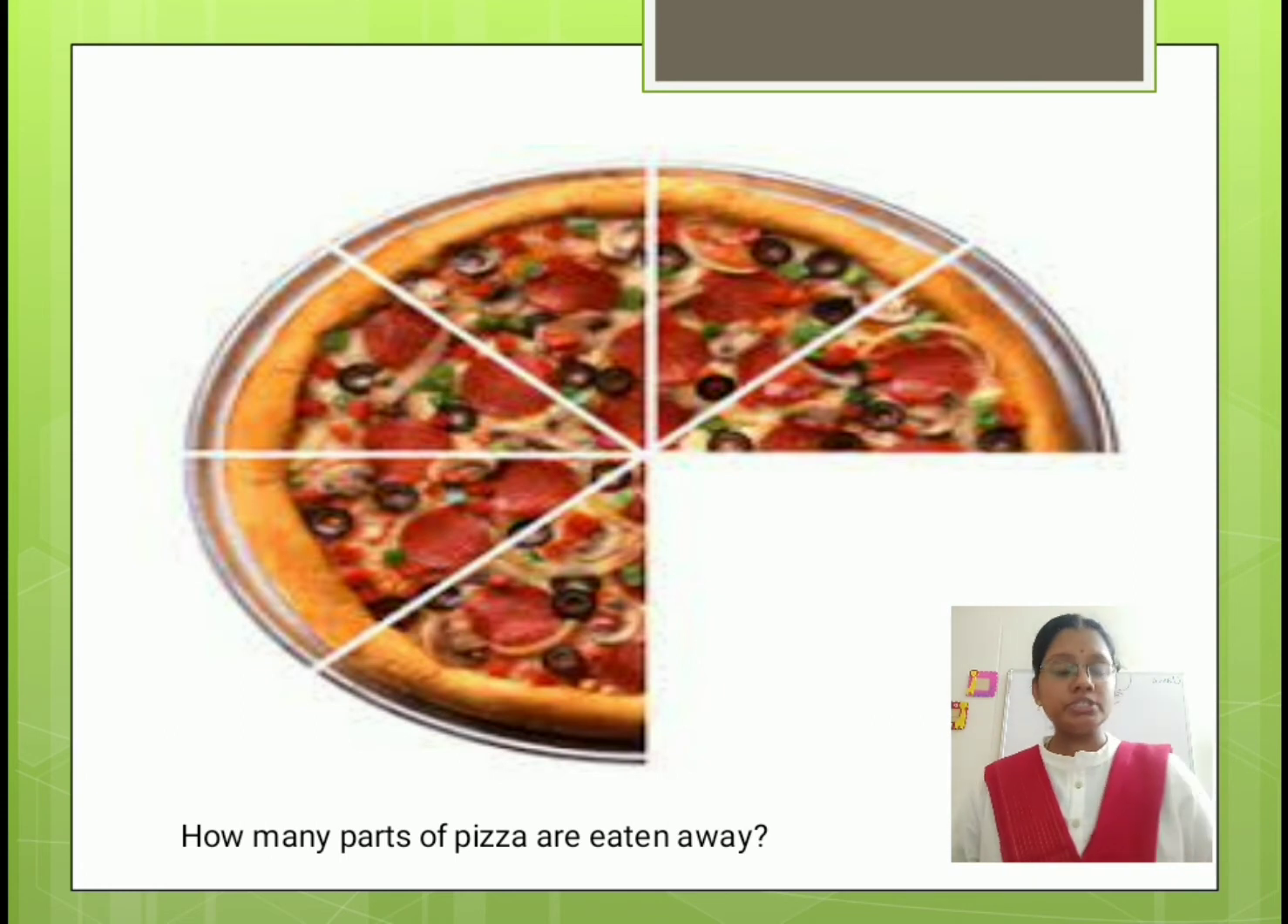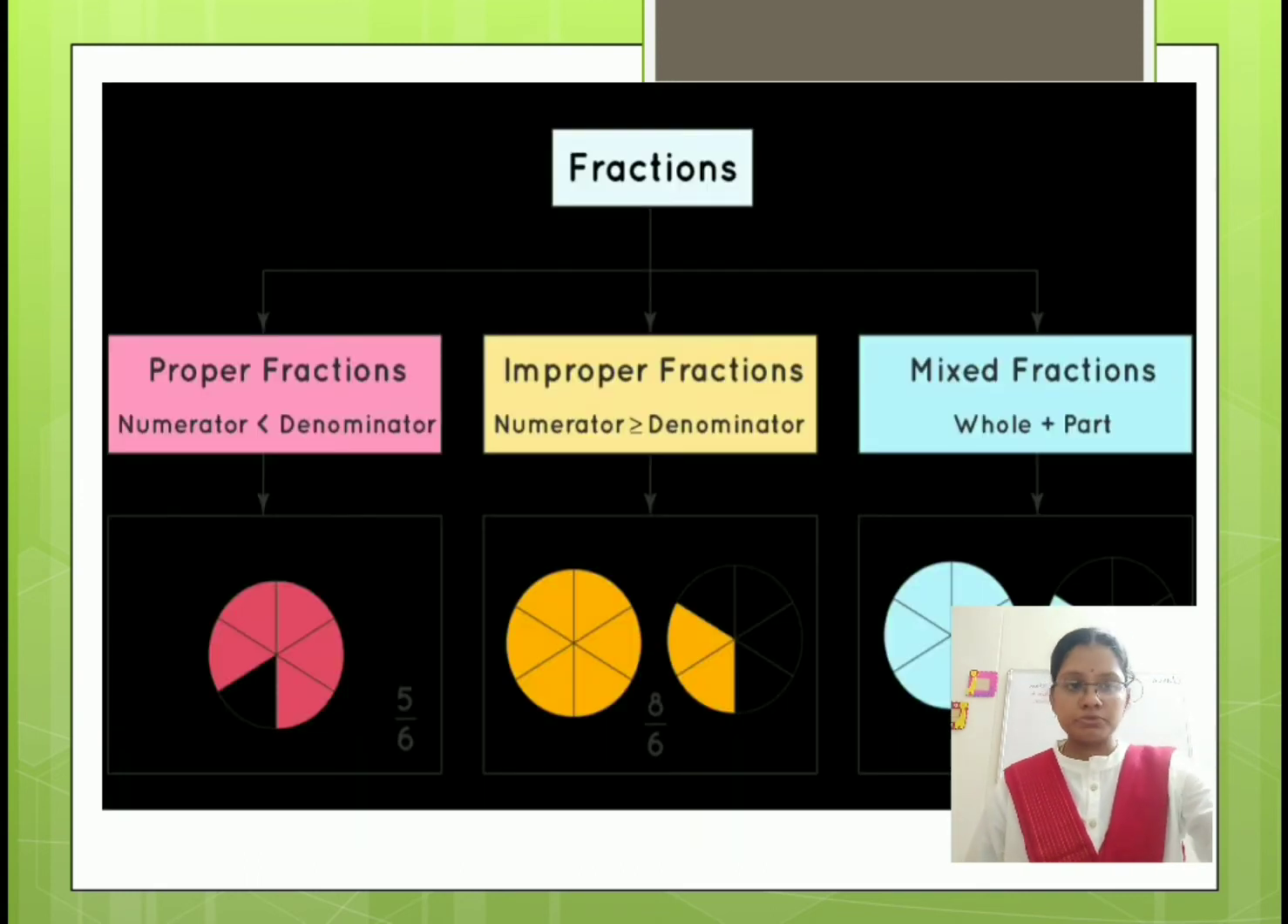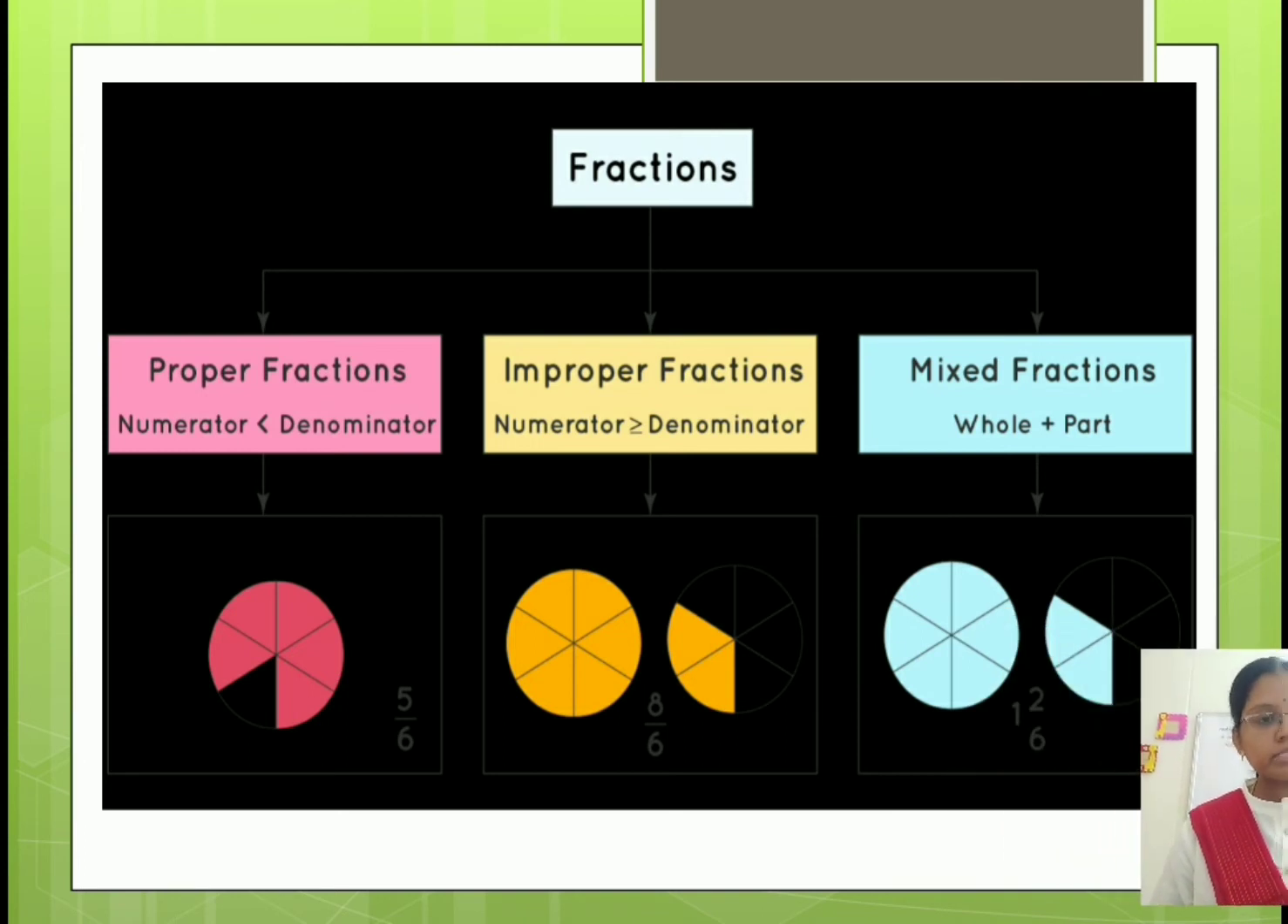And today in our class, we are going to see a different type of fraction called mixed fractions. It is a combination of a whole number as well as a fraction. First we will see mixed fractions, and then we will see how to convert from improper to mixed fractions. Now let me explain the 3 types of fractions. Proper fractions and improper fractions you have learnt before, and today we will see mixed fractions, which include the part as well as the whole.